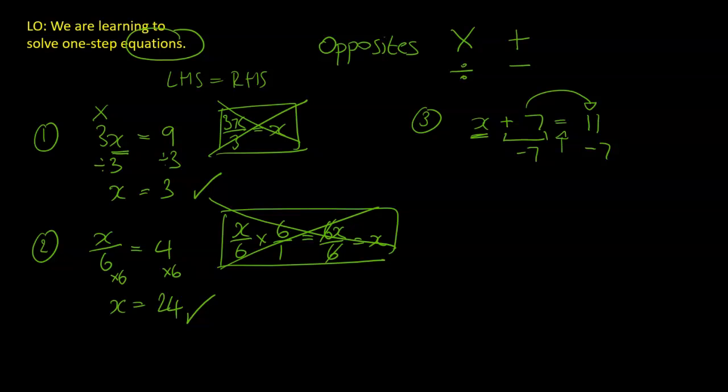So the plus 7 and the minus 7, they cancel each other out, leaving us with x by itself, and that's what we're aiming for. With our solving equations, we've then got 11 minus 7, which is going to get us to 4.